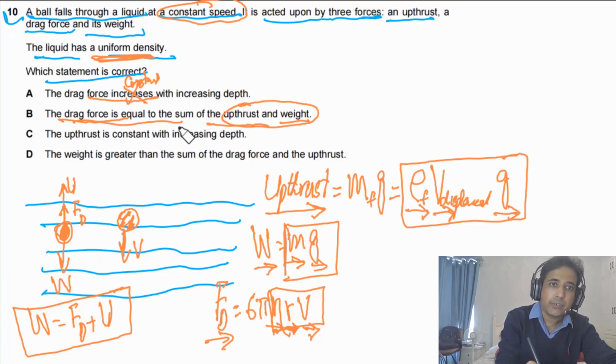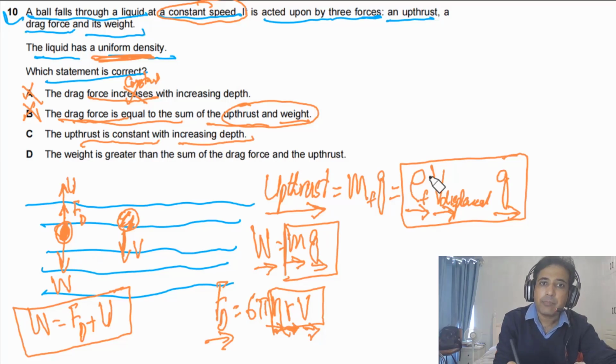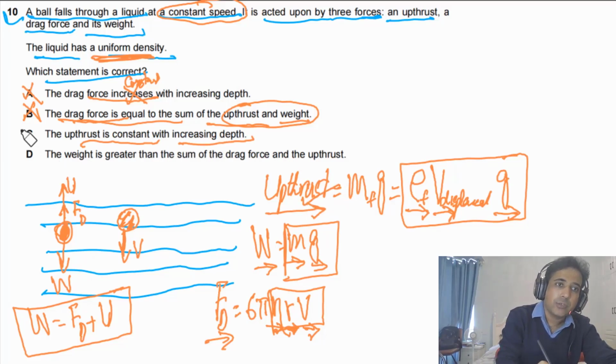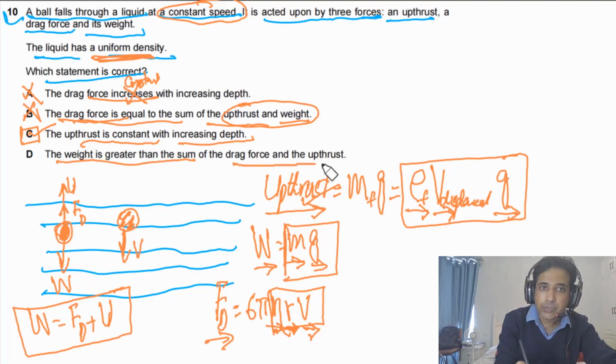This is incorrect. This is also incorrect. Upthrust is constant with increasing depth. Yes, it is constant, so this is the right answer. This is the correct option. The weight is greater than the sum of the drag force and the upthrust.